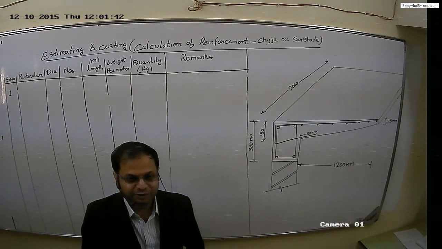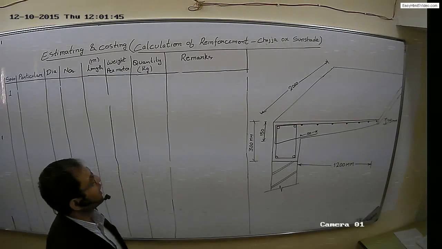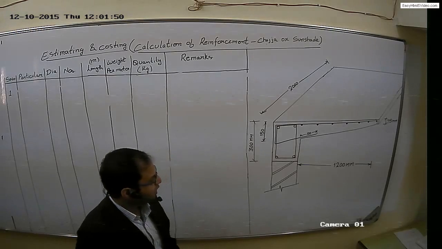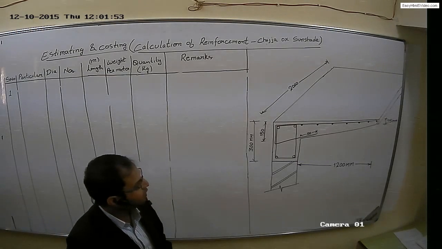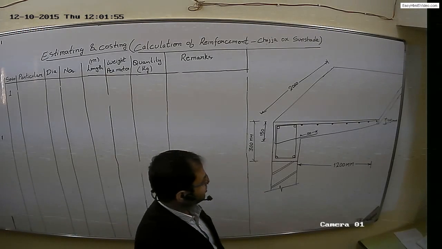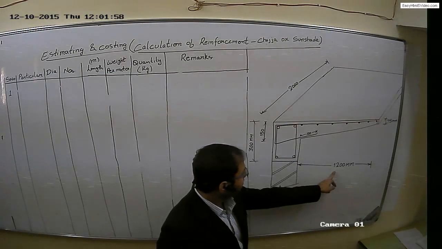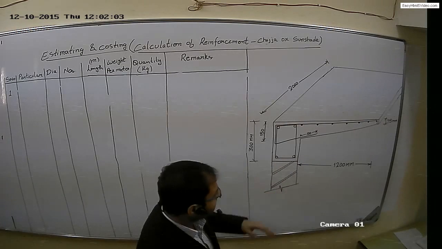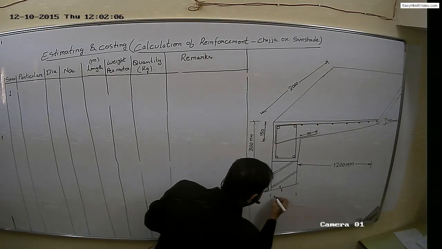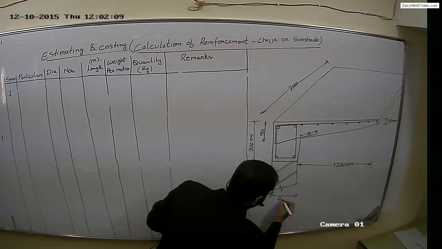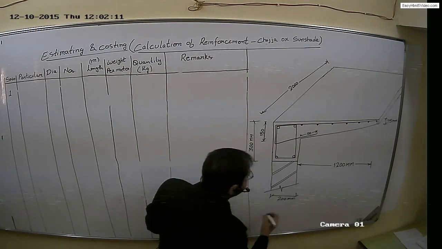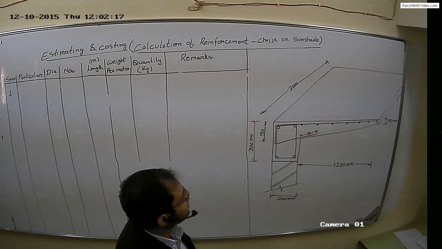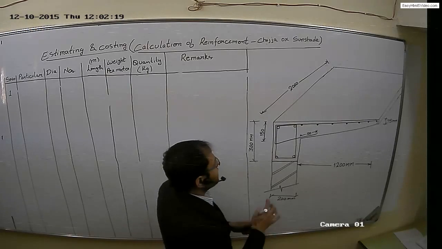Okay, good morning. Today we'll learn how to calculate the reinforcement of Chajja or sunshade. So I have drawn a figure of a Chajja spanning over 1200 mm, resting on a beam of 300 mm depth and 200 mm width. The width of the Chajja or sunshade is taken as 2 meter, which is 2000 mm.